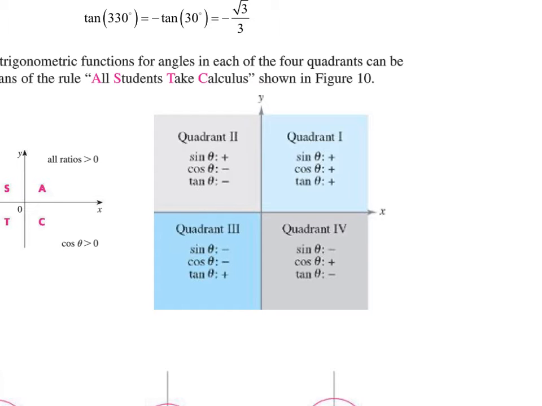We already worked through this. When we worked through this, we showed exactly what it was. Remember, if you know sine is positive, you know cosecant is positive. If you know cosine is positive, you know secant is positive. And if you know tangent is positive, then you know cotangent is positive, because those are just the reciprocals.